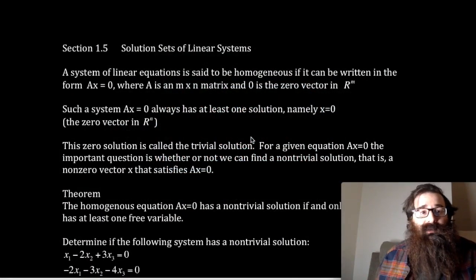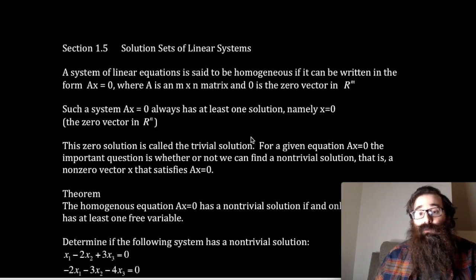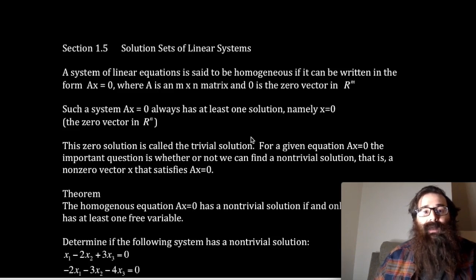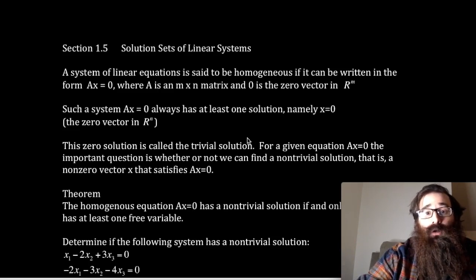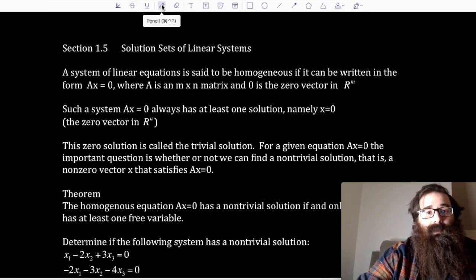Hey, welcome. Today we're going to be taking a look at section 1.5, talking about solution sets of linear systems, and we're going to be focusing on the homogeneous matrix equation for this. A system of linear equations is said to be homogeneous if it can be written in the form Ax equals 0, where A is an m by n matrix, and 0 is the zero vector in vector space Rm. So just to be extra clear about what we mean here, because clarity is important.